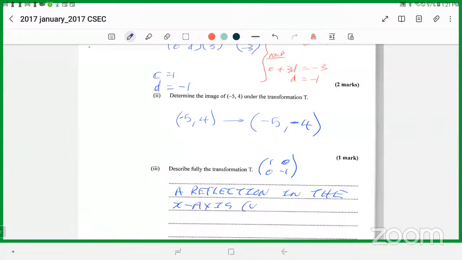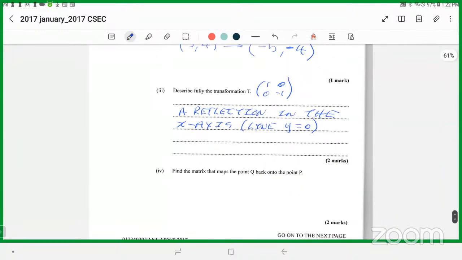Or I could say the line y equals 0. Remember the x-axis is the line y equals 0? We say the line y equals 0. The x-axis is the same as the line y equals 0. That's it. Next one. Find the matrix which maps Q back to P.